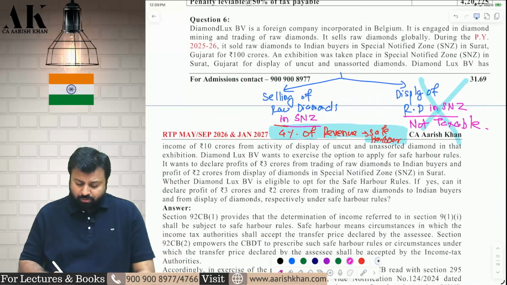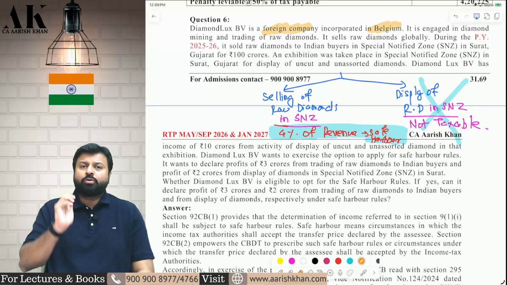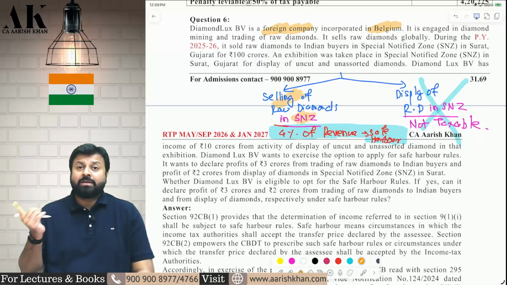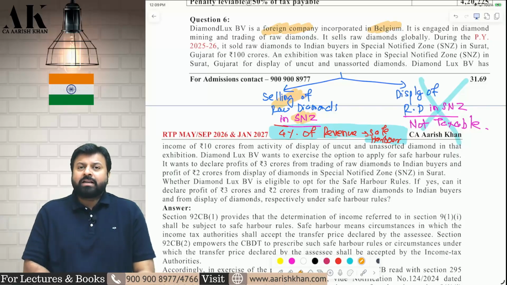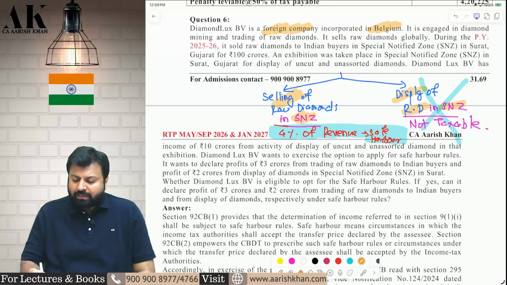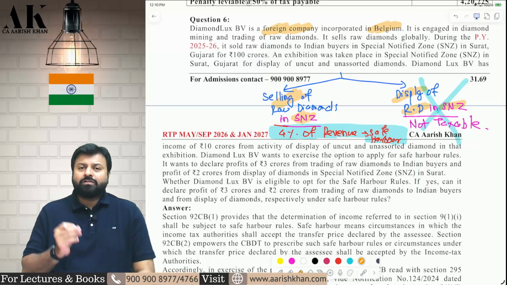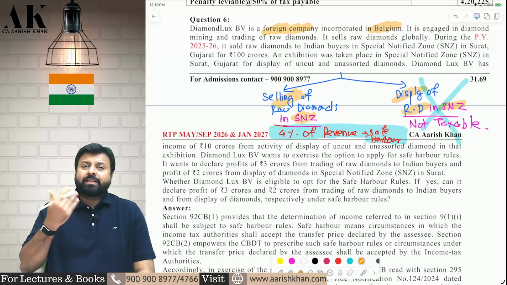Next question is also a very good question. There is a foreign company which is incorporated in Belgium. This foreign company is doing two things. First, it is selling raw diamond in special notified zone. Where is special notified zone? It is in Mumbai, Bharat Diamond Bourse, and in Surat Diamond Bourse. So this foreign company is selling raw diamonds in Mumbai and also in Surat. This foreign company is also displaying raw diamond in special notified zone, that is Bharat Diamond Bourse, Mumbai and Surat. So now the question is, this foreign company is doing two things: selling raw diamonds in special notified zone, and also displaying raw diamonds in special notified zone. Are they eligible for safe harbor rule?